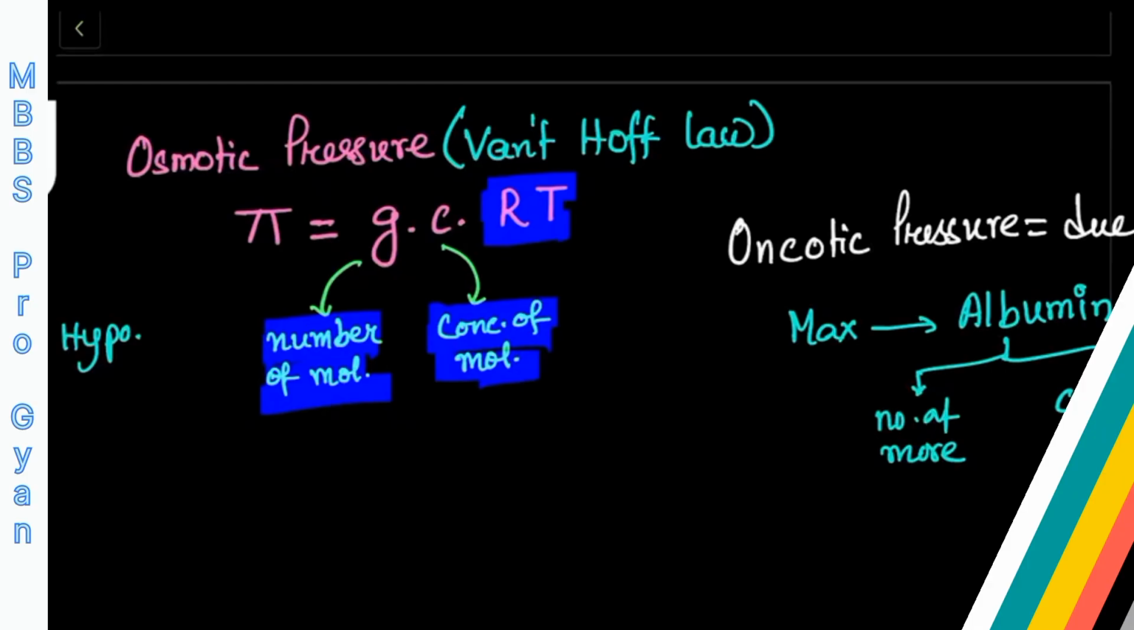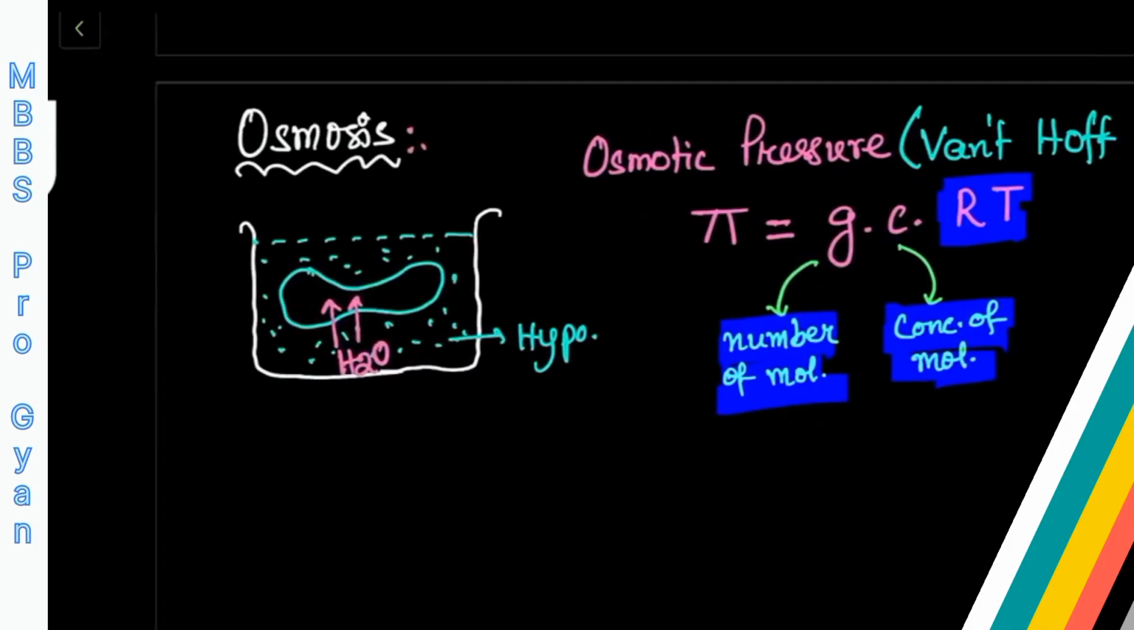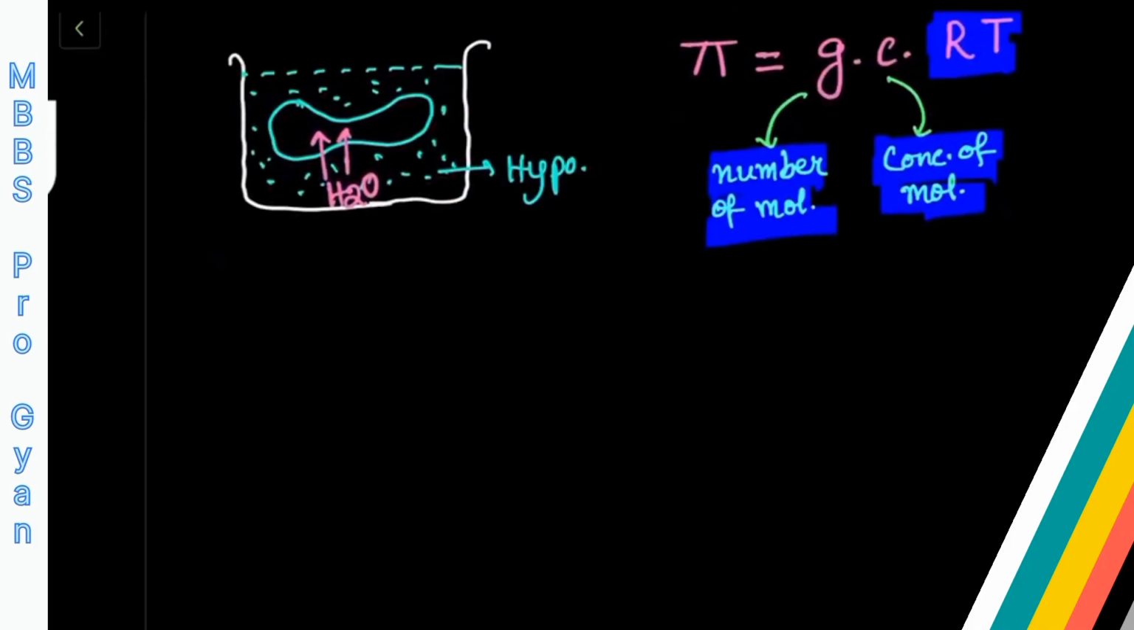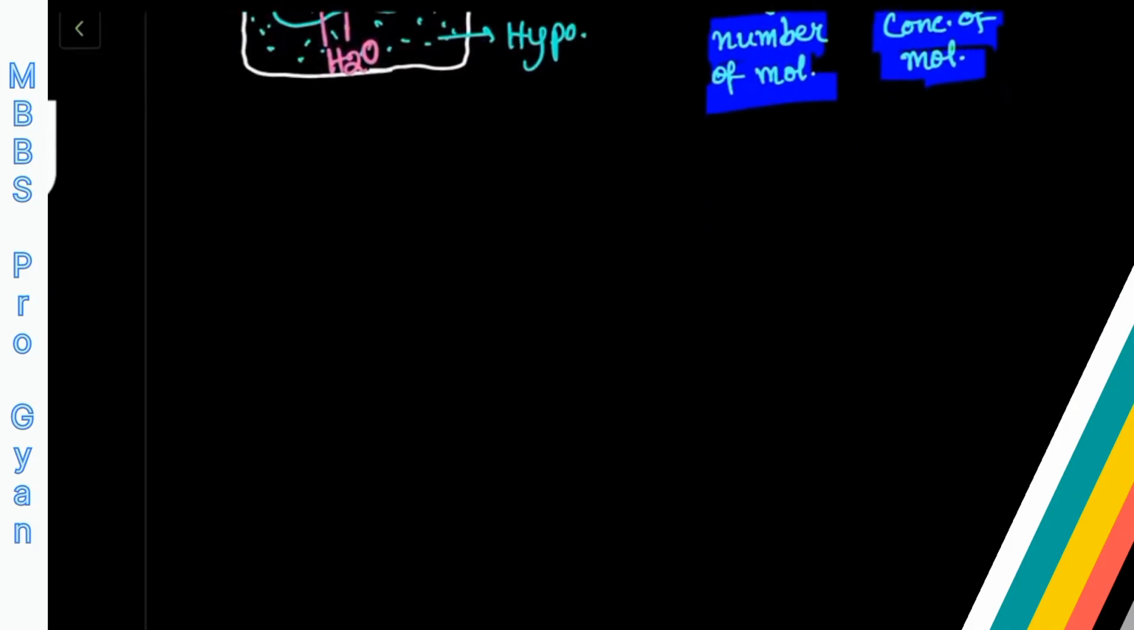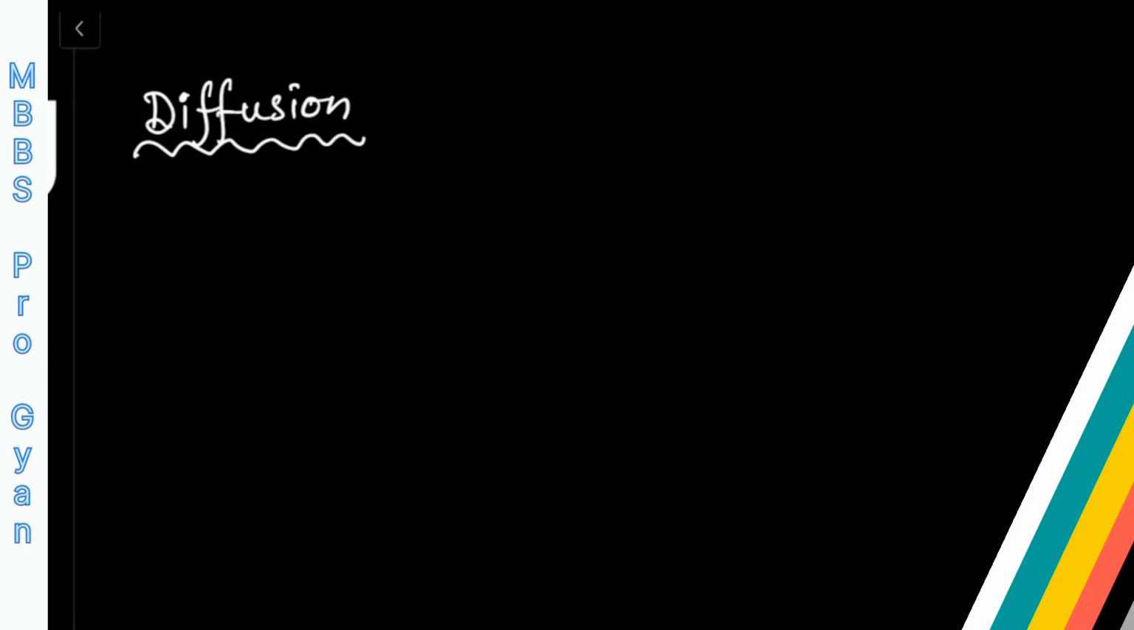So this is all about osmotic force or osmosis, which you have to remember for your MCQ purpose. Now the second thing we are going to discuss is diffusion. I told you there are 3 types of diffusion you have to remember: simple, facilitated, and non-ionic. First we discuss the simple and facilitated.